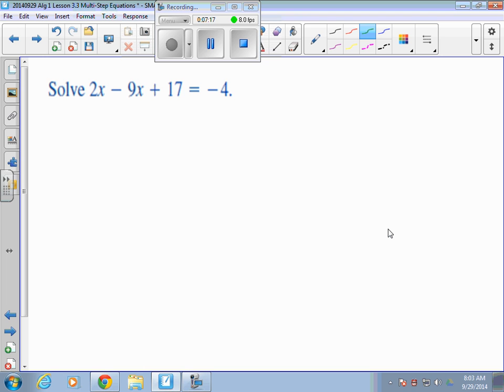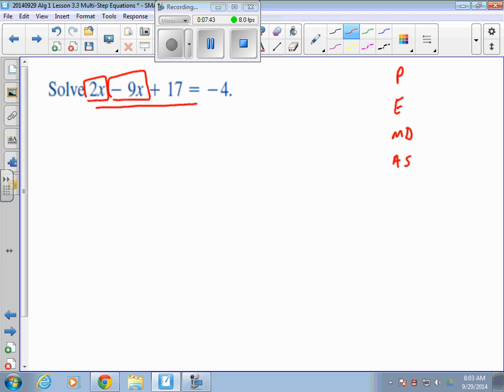Okay, we have the problem 2x minus 9x plus 17 is equal to negative 4. Again, combine your like terms. Before you start undoing stuff, you work your normal order of operations. So you want to do any parentheses, then any exponents, any multiplication, division, any addition and subtraction. The only thing you can combine, the only thing you could simplify on the left side is the 2x and the minus 9x, just like the example we just looked at.